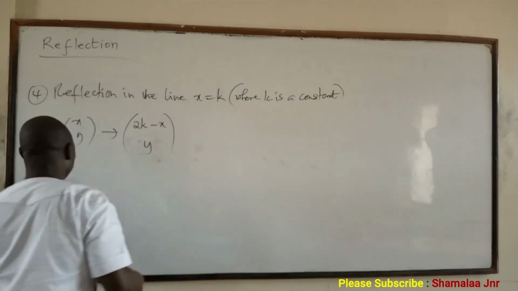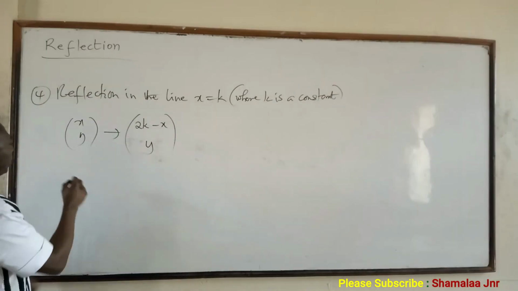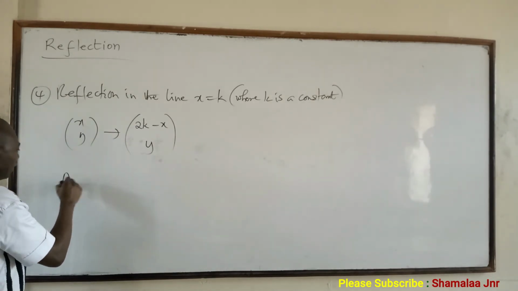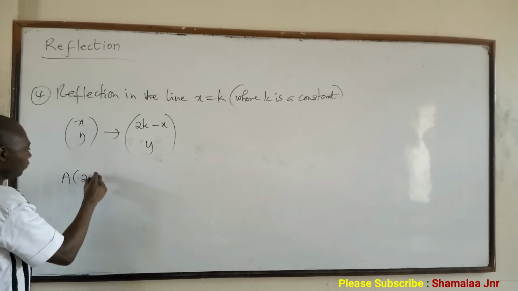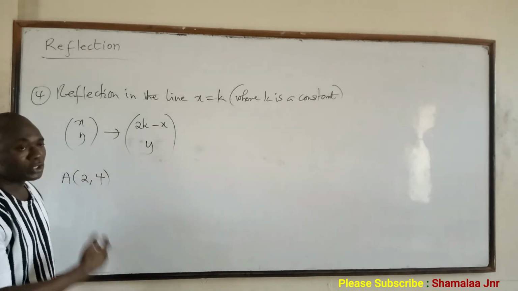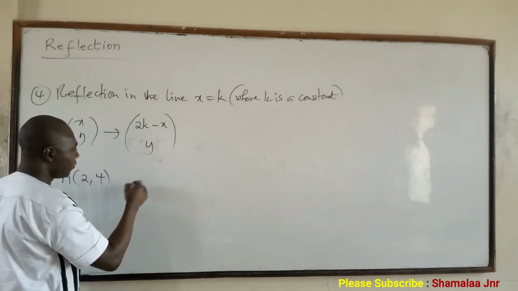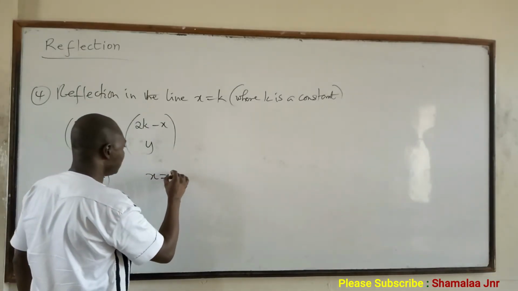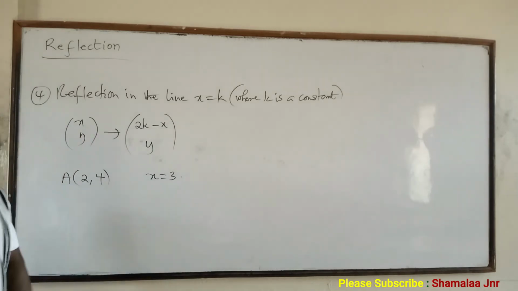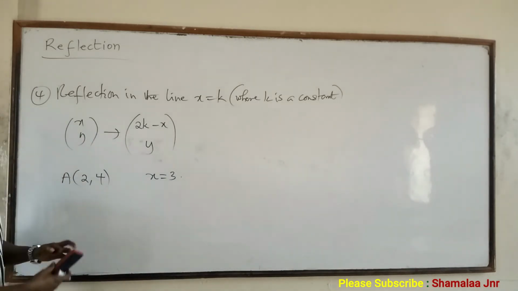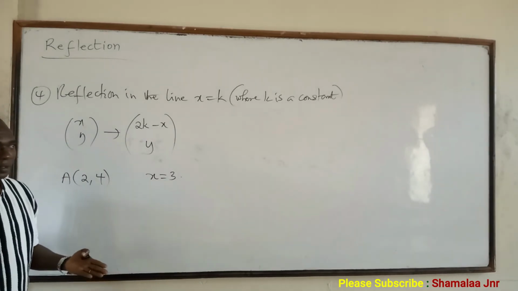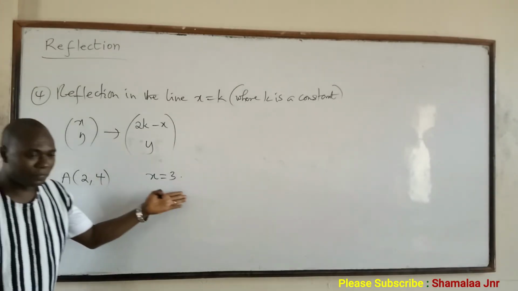So let's try to look at examples. You can say find the image of the point, let me say A(2, 4), when it is reflected in the line x equal to, say, 3. Yes, there is a point, and this point is being reflected in the line x equal to 3. Yes, so we want to find this image.